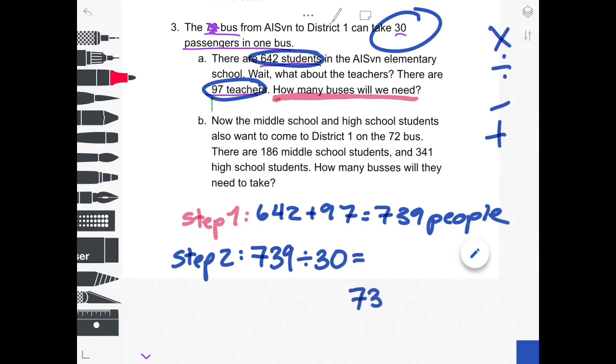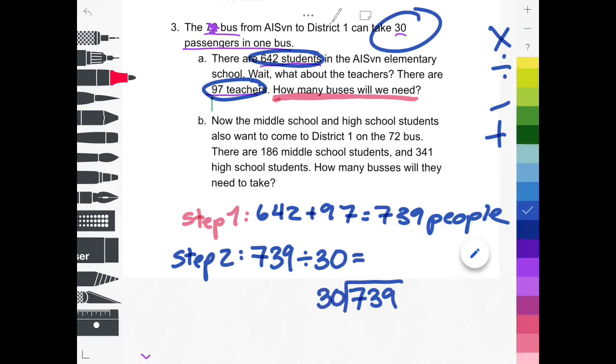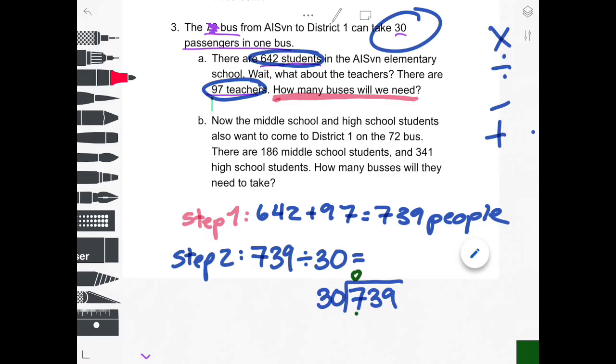So let's solve that. So I have 739 divided by 30. So the first thing I need to do is figure out how many 30s fit into 7. Well, 0. How many 30s fit into 73? I can skip count by 30. 30, 60, 90. Oops, too high. So that would be 1, 2. 2 times 30 is 60. Subtract 3 minus 0 is 3. 7 minus 6 is 1.